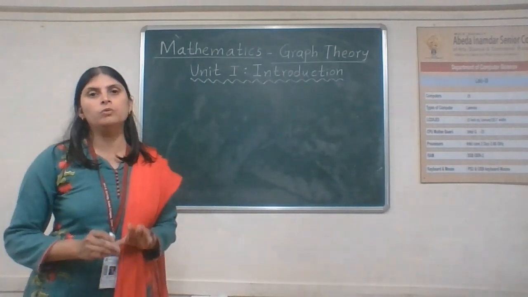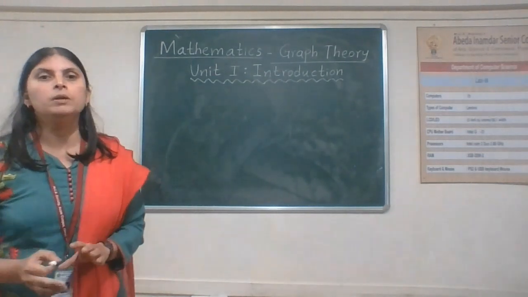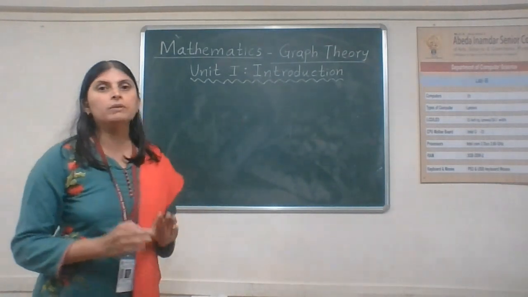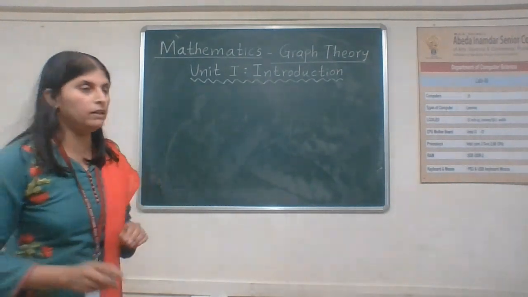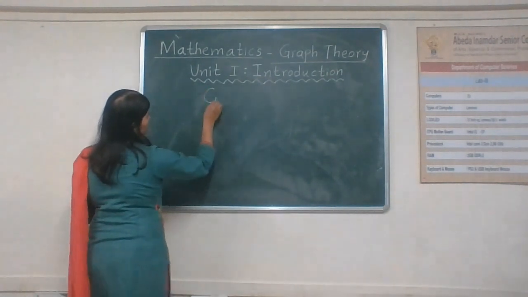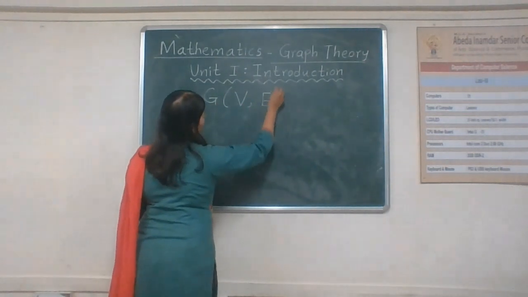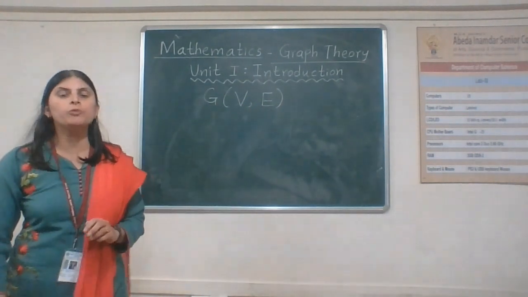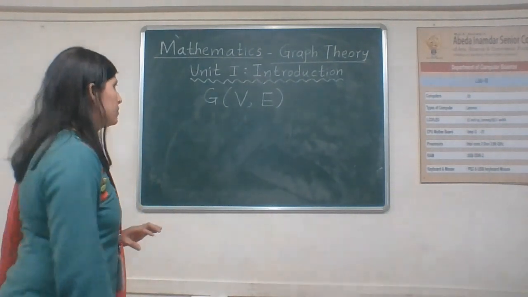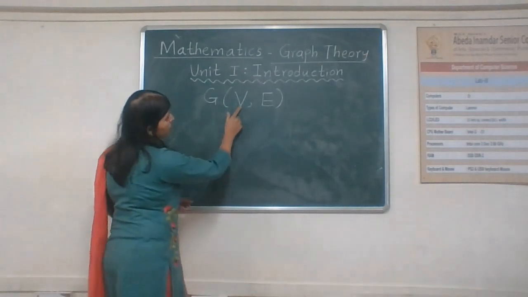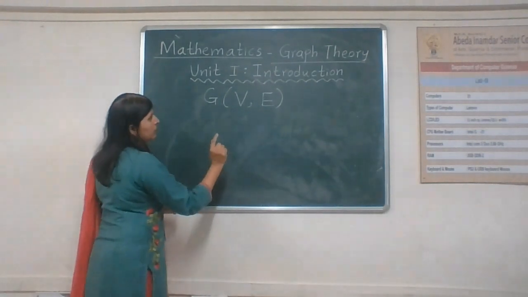Many of you know graphs. You have studied graphs in school. But those graphs are different from the graphs that we want to study now. Now a graph is basically a structure which contains two sets: V, a non-empty set of vertices, and E, a set of edges. So the V set must be non-empty and the set E can be an empty set.